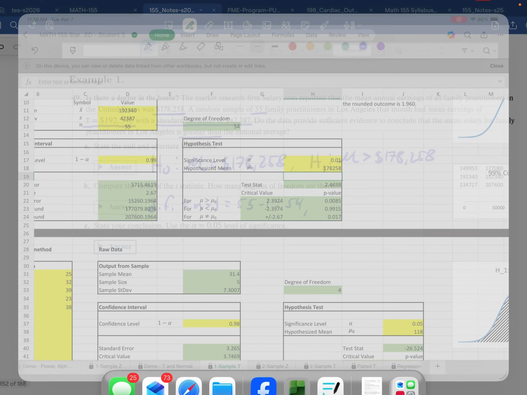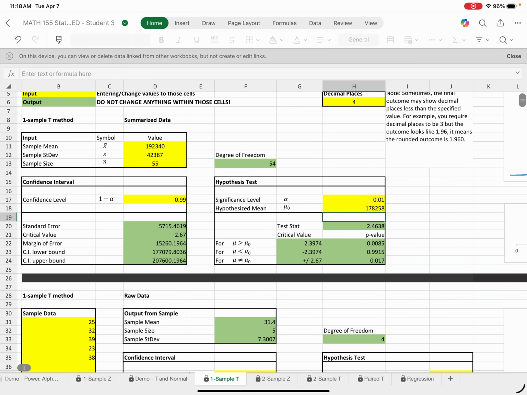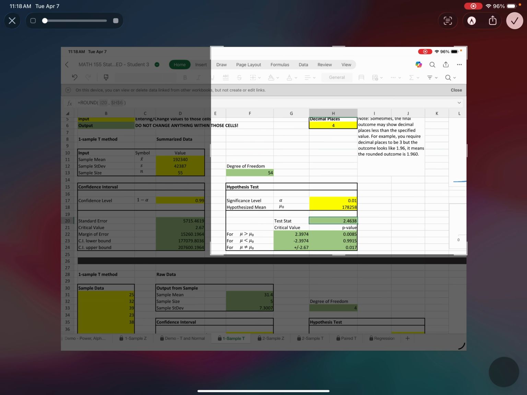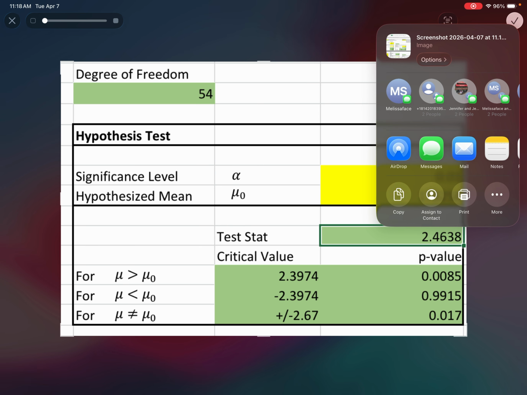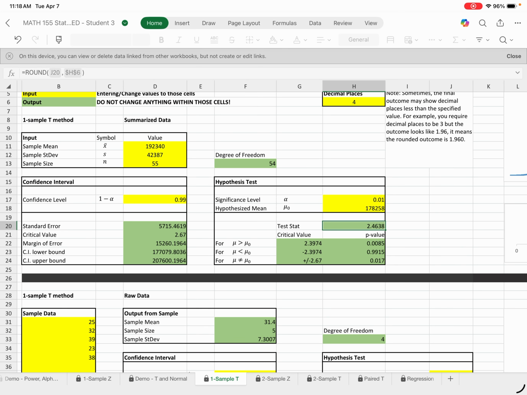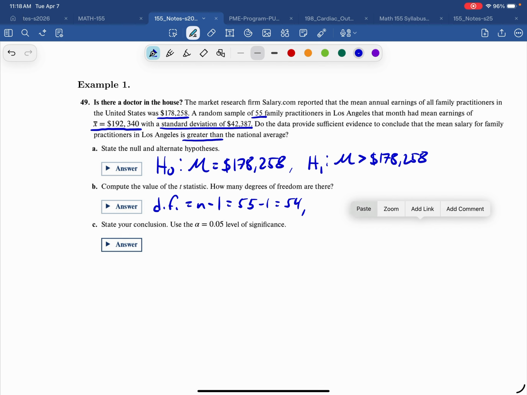I entered the stuff into Excel. Right, our sample data, our sample number, right there's our degrees of freedom just to make sure. We also do need to enter in our hypothesized mean. Right, it's important to enter that in. You don't need to worry about your significance level right now. You can just leave that at whatever. But once you enter that in, we get an answer for our test statistic. And we'll just stick that right over here.